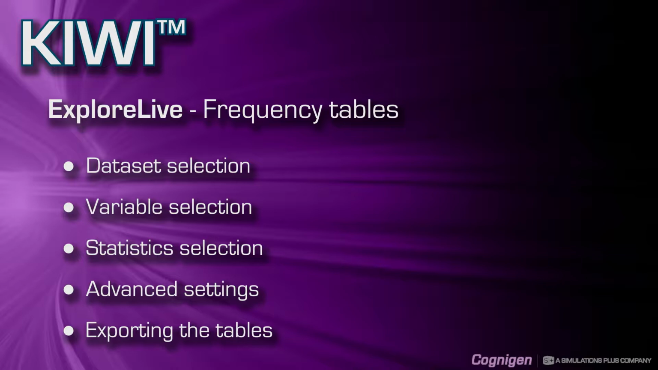I will illustrate the use of basic settings, such as the selection of a dataset, the selection of the variables to include in the frequency tables, and how you can select the statistics that will be reported in the tables. We'll also illustrate the use of advanced settings, mostly stratifications. And finally, I will demonstrate how you can export the table created in the module in various formats.